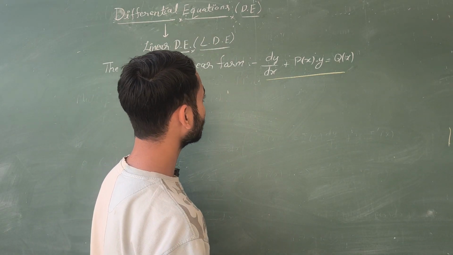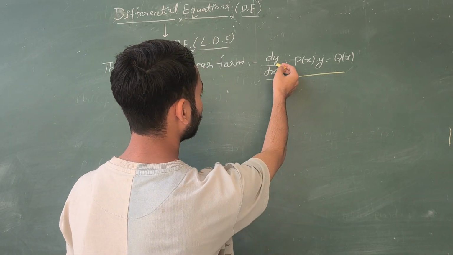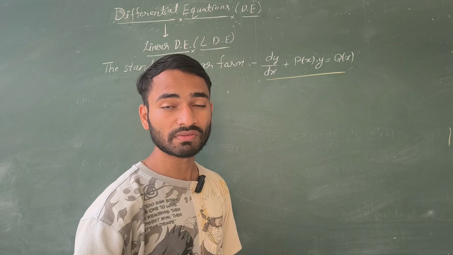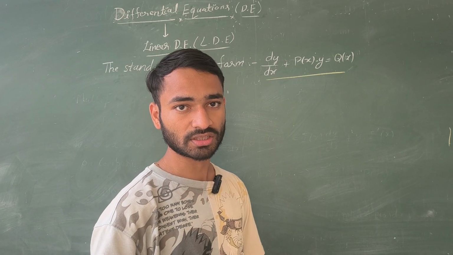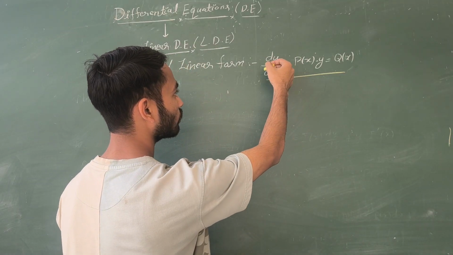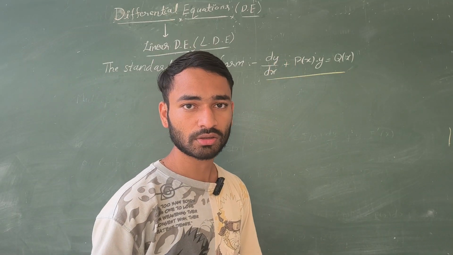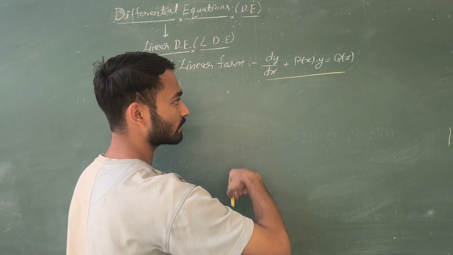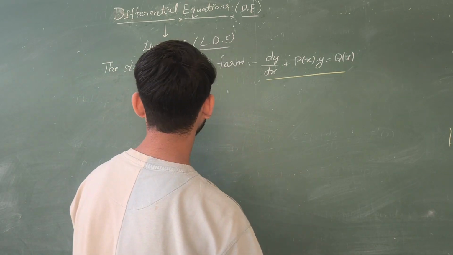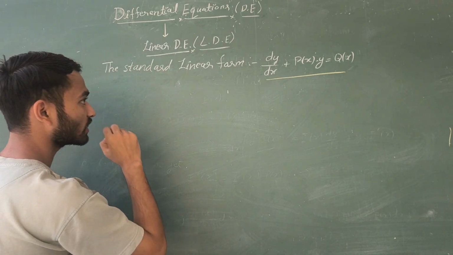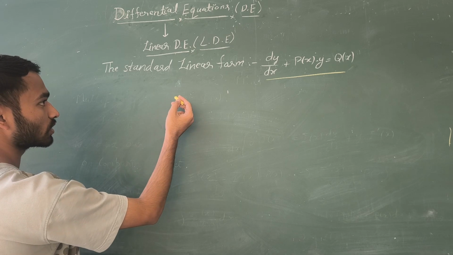Why is it linear? Because we can see dy by dx is free of any... First we know that a linear differential equation is an equation which has no functions of y or dy by dx multiplied with each other. This is a linear differential equation and we will see how we can solve this. So first, what can we do?